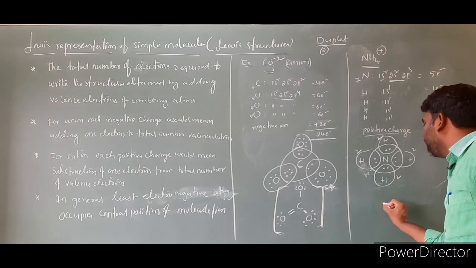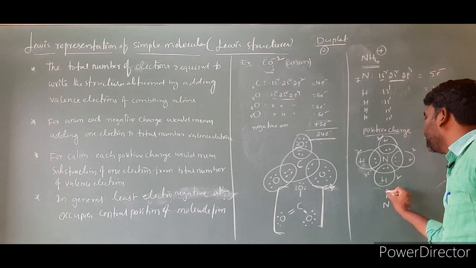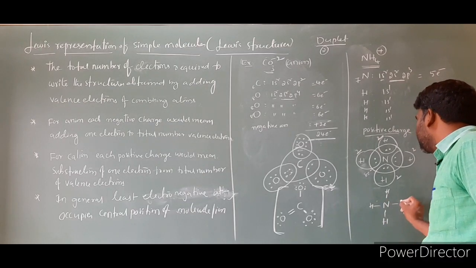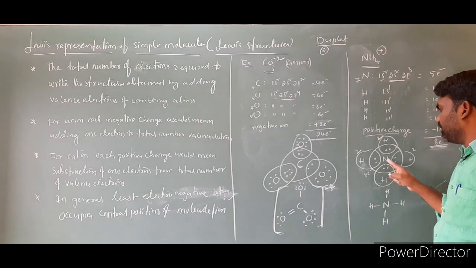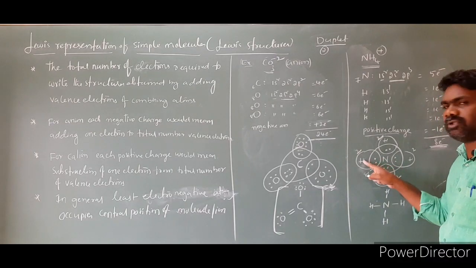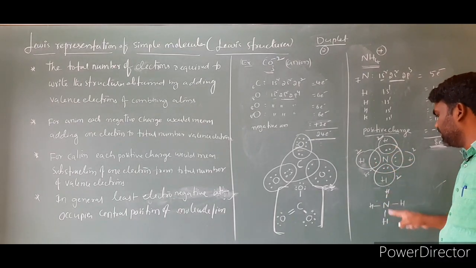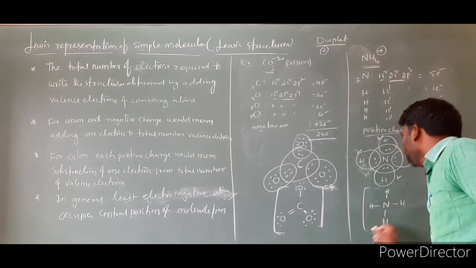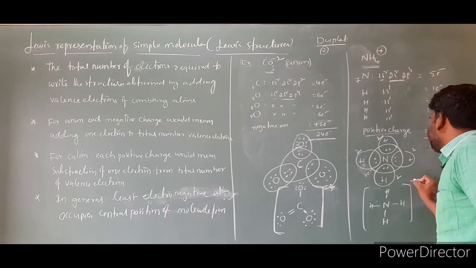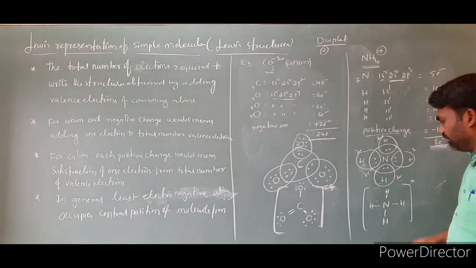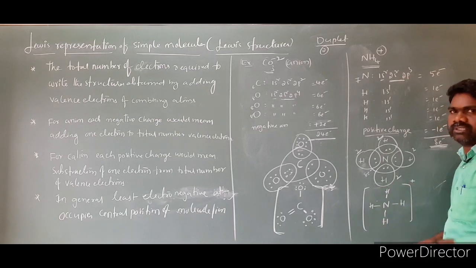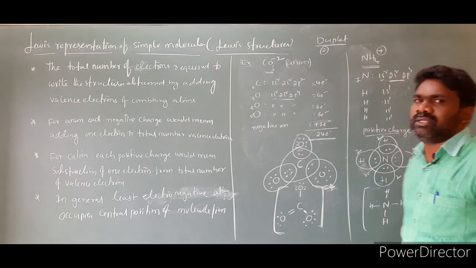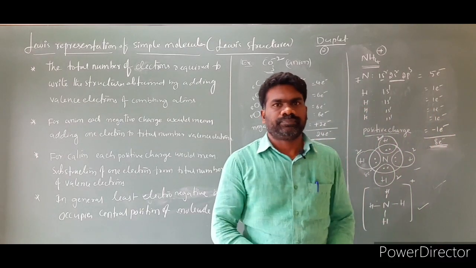Now let us write the structure of NH4 plus. Nitrogen at the center, hydrogen, this is another hydrogen. So like this, nitrogen. In between nitrogen and hydrogen one bond is there, between these two one bond is there, like that between nitrogen and hydrogen one bond is there. So we have to put a positive charge upon this whole molecule, because this positive charge belongs to the whole molecule. So this is the Lewis structure of NH4 plus ion.